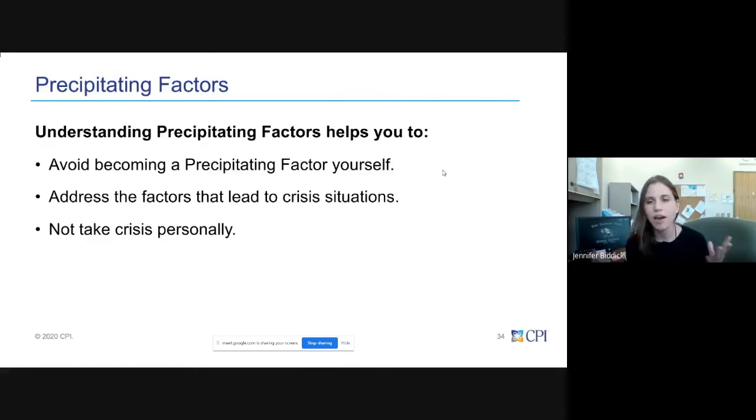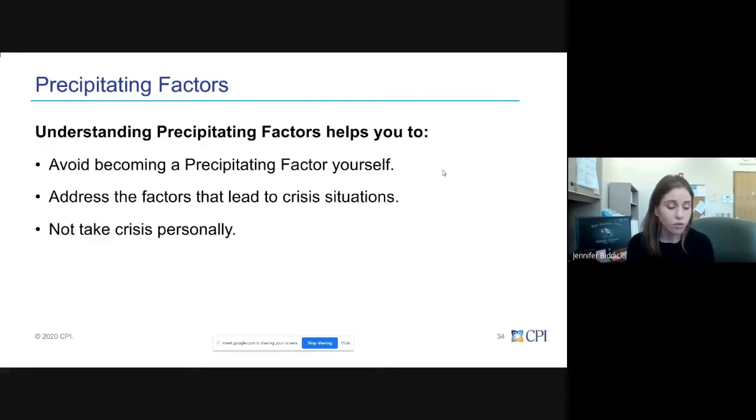But understanding precipitating factors can also help you to avoid becoming a precipitating factor yourself. Many of our learners come to us with past experience, trauma, other things that might trigger a certain reaction from them. I have previously given an example in which I had a learner who had a negative experience with somebody that wore glasses. So if I put my glasses on, that was a trigger for them. But knowing that precipitating factor allowed me to manage my behaviors and put certain strategies in place for that learner to address those factors and overcome those challenges. It was really helpful in understanding that trigger.